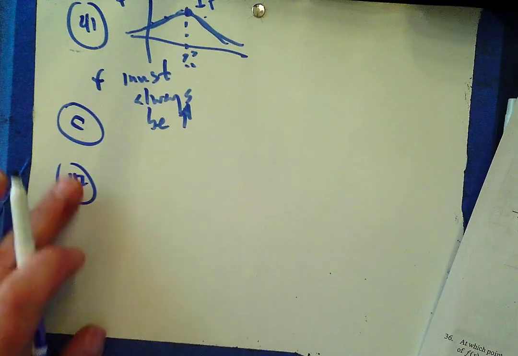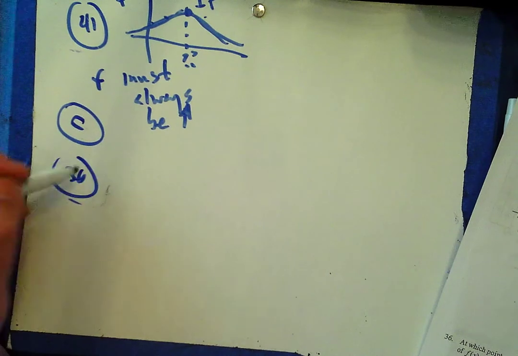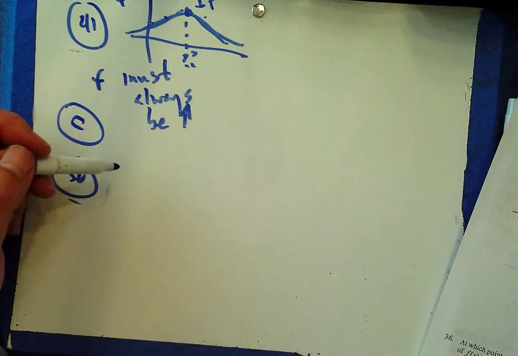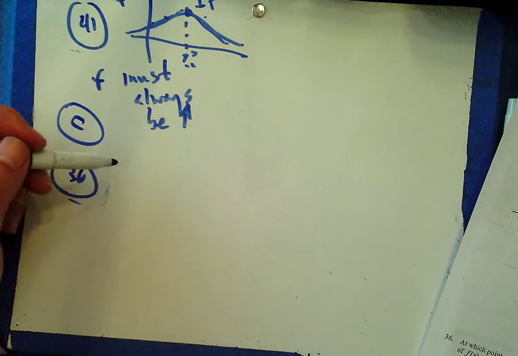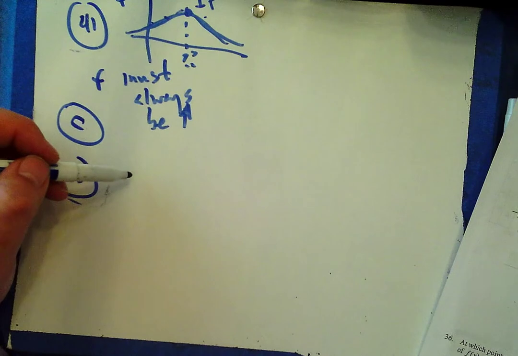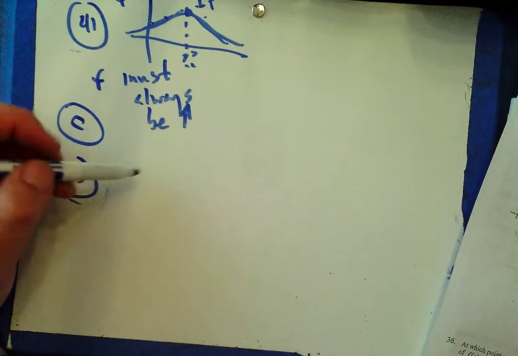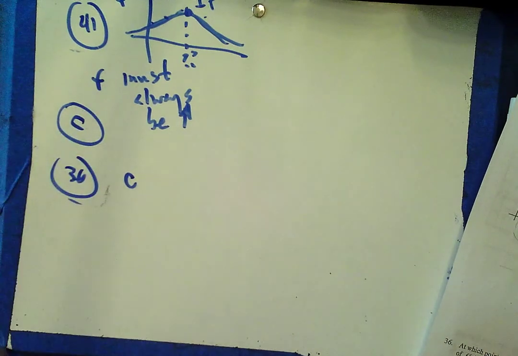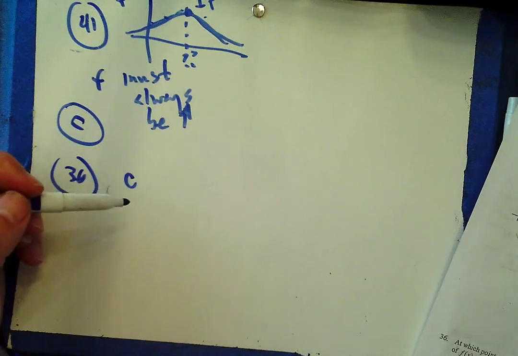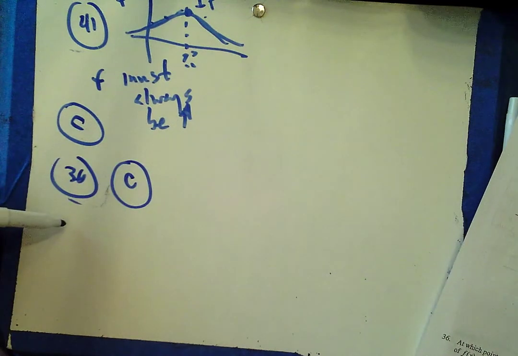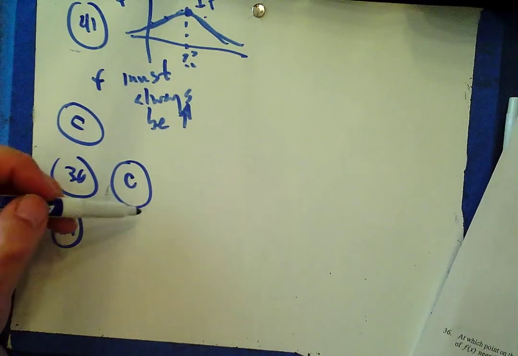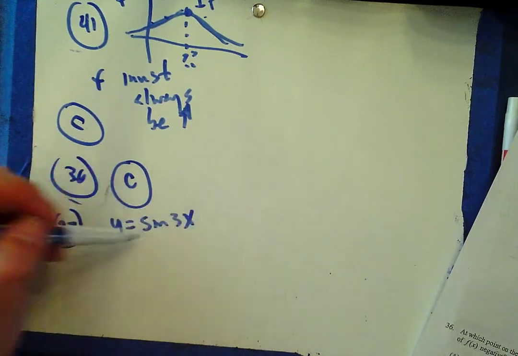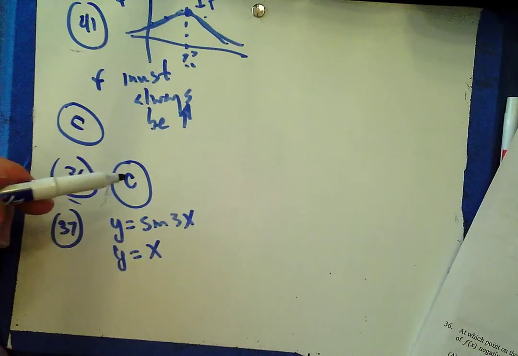Number 36 says, at which point in the graph shown above can both the first and second derivatives be negative? Okay, so the first derivative is negative at C, and the second derivative is negative at C. I was looking for decreasing and concave down, and that's the only place where I have decreasing and concave down. Number 37, the total area bounded by y equals sine of 3x and y equals x.